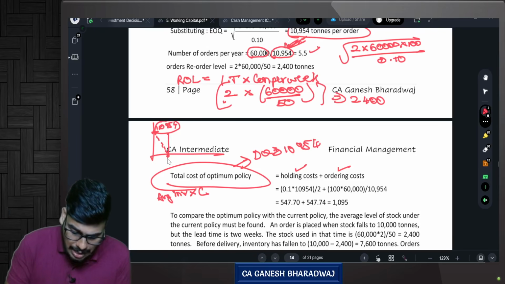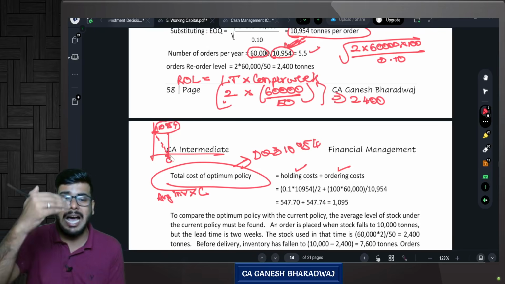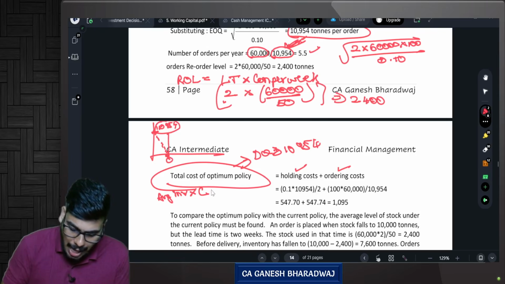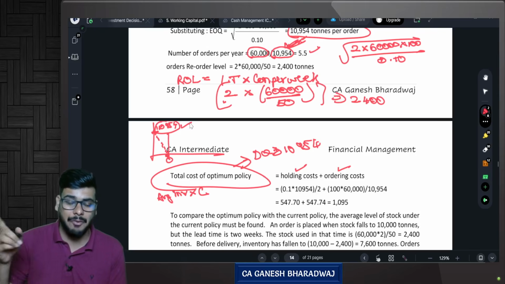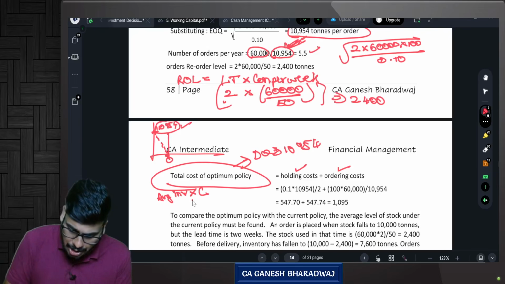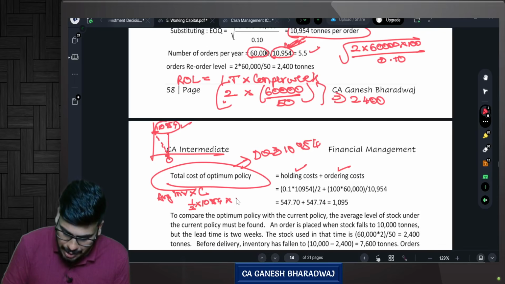sitting in your warehouse. At some point there will be 0. So the average inventory will be half of 10,954. Or in other words, half of order quantity, half of EOQ is your average inventory. So 1 by 2 into 10,954. This is going to be your average inventory into carrying cost per unit per annum.